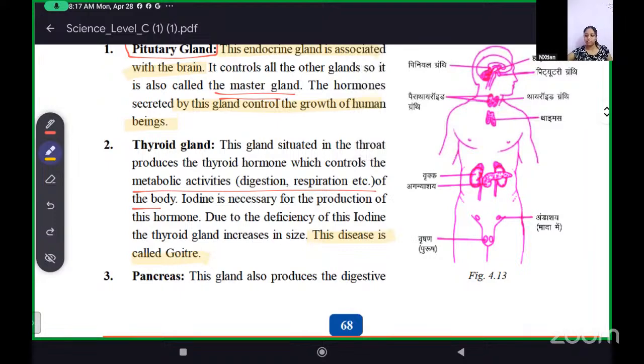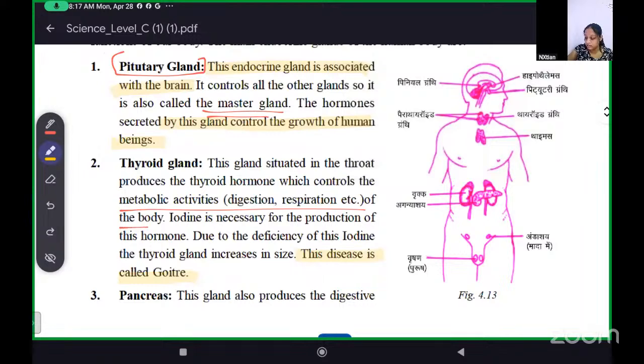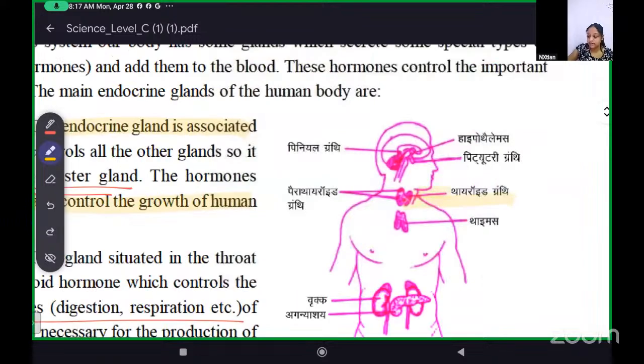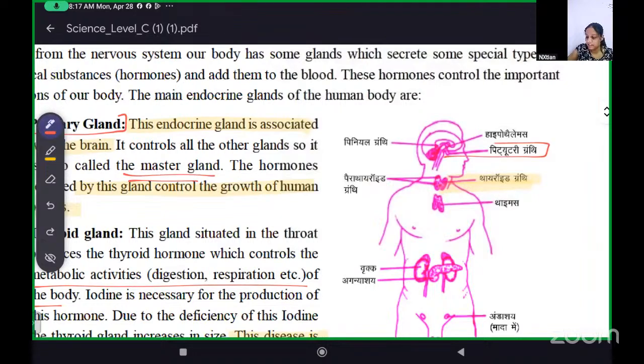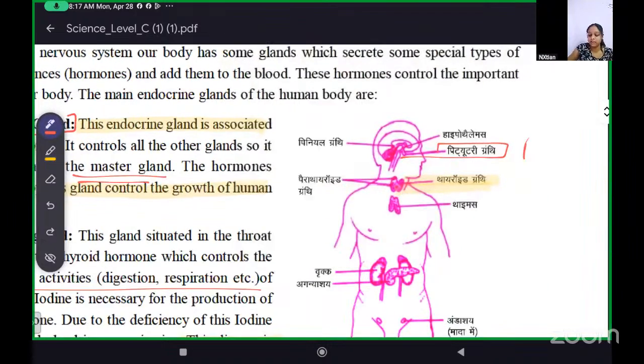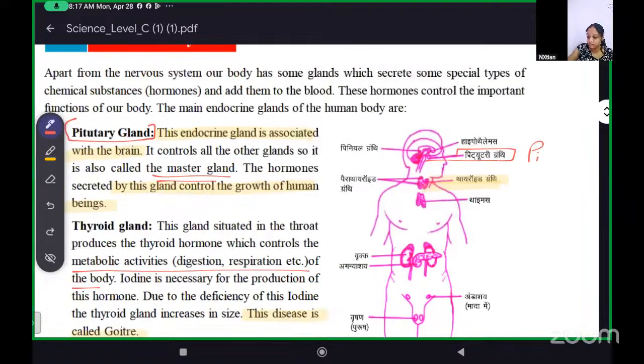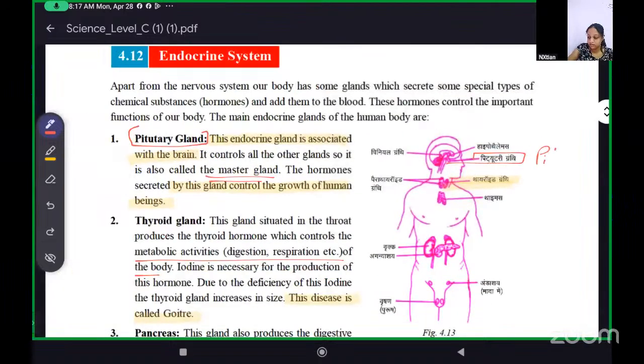So this is the thyroid gland. You can see it's located here. And here is the pituitary gland located in our brain.